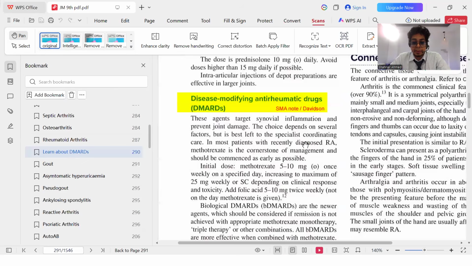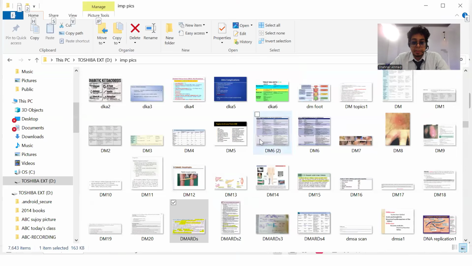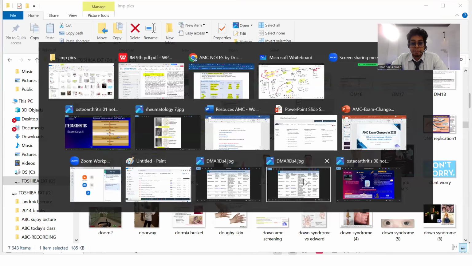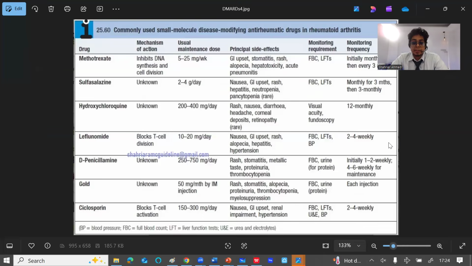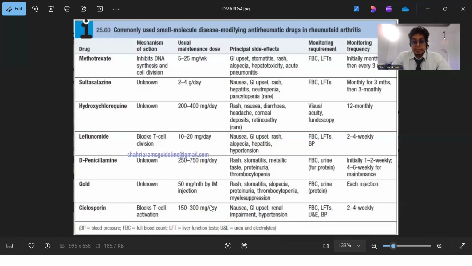I think the best would be page number 291, but I will show you from this particular picture. Those of you who want to study in between the breaks, that's also okay. This is a picture from Davidson's Medicine. I like it more because all things are given in one table, which we usually prefer. When we come back after the break, I will start with pharmacology, which is DMARDs. Is that clear, everyone? All right, great.